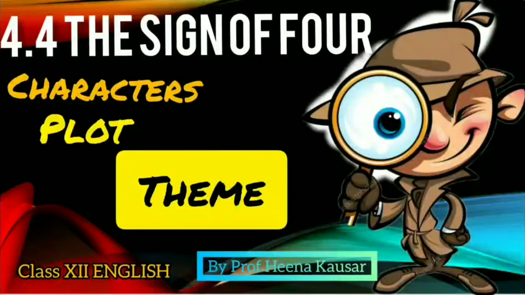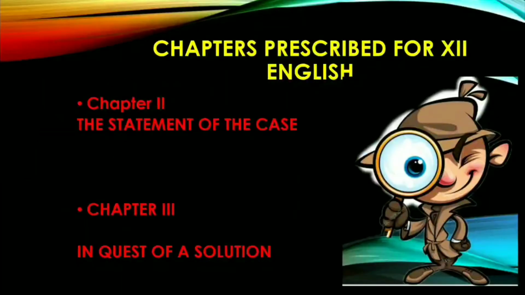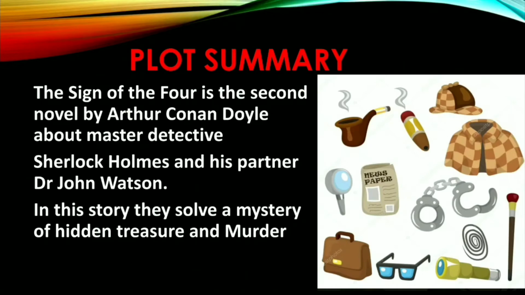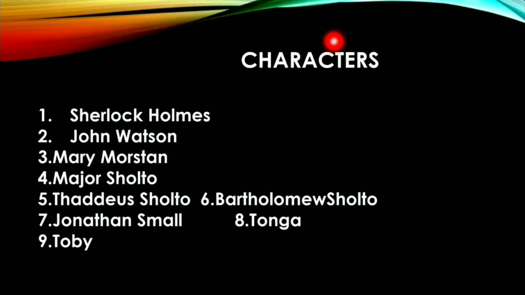I am your digital teacher Heena Kausar, and this video is about characters, plot and theme of the novel The Sign of Four, which is there in your syllabus. As we have already seen in the previous videos, only 2 chapters are prescribed to you in your 12th class textbook, that is chapter 2 and chapter 3. Now let's see its important characters.